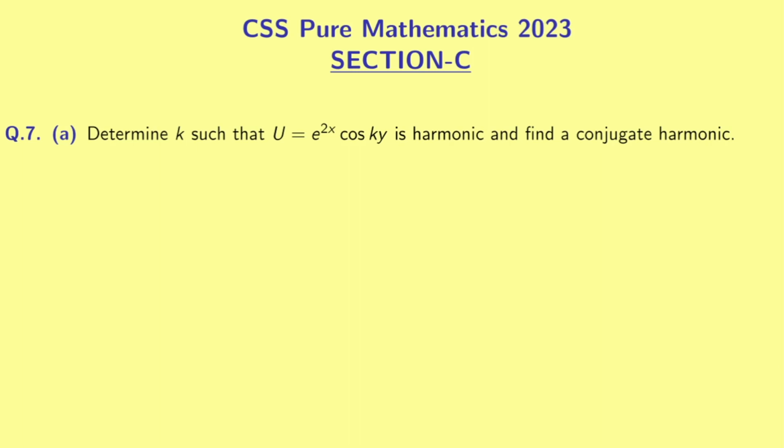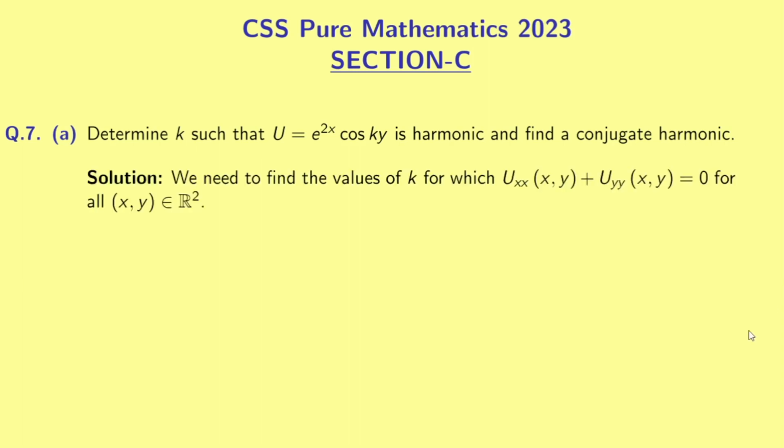So let us proceed through the first part, which is to find k for which the function is harmonic. We need to find values of k for which this expression is true for all x and y in the domain of u, which is R2. This is the definition of a harmonic function defined in R2. It must satisfy this equation for all x and y.